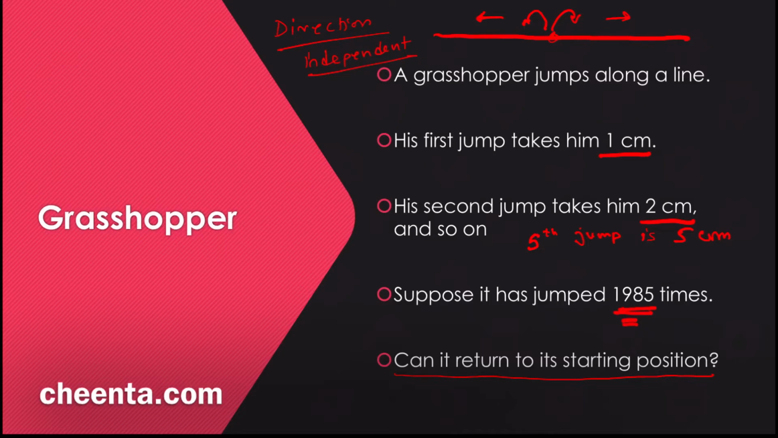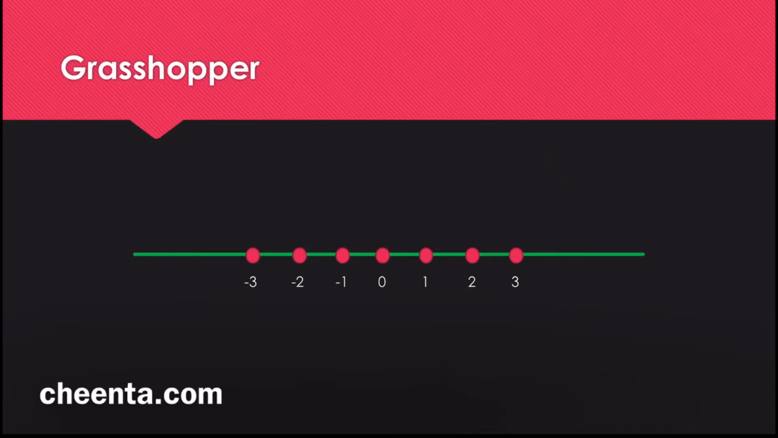So let's look at an example. Instead of 1985 jumps, let's start with 3 jumps. After 3 jumps, can the grasshopper come back to its original position? Suppose it starts at the point 0. In the first step, step 1, it goes right. Of course it moves 1 unit to the right.